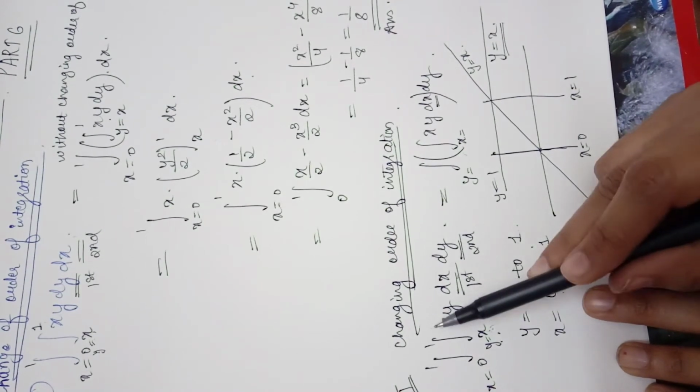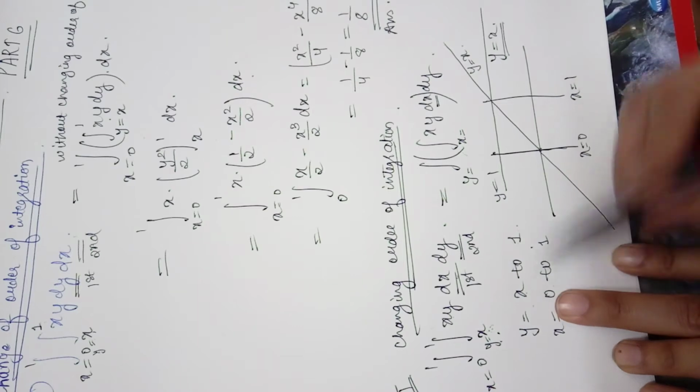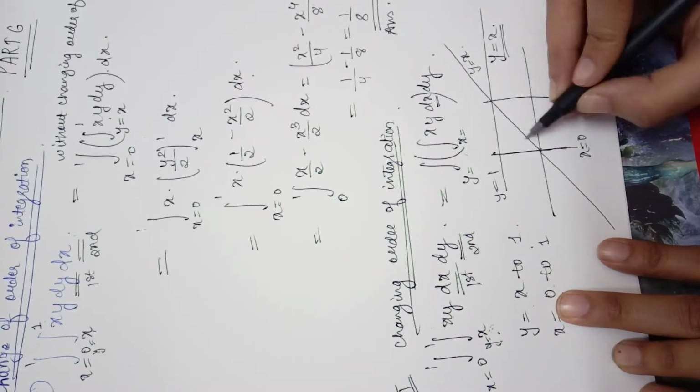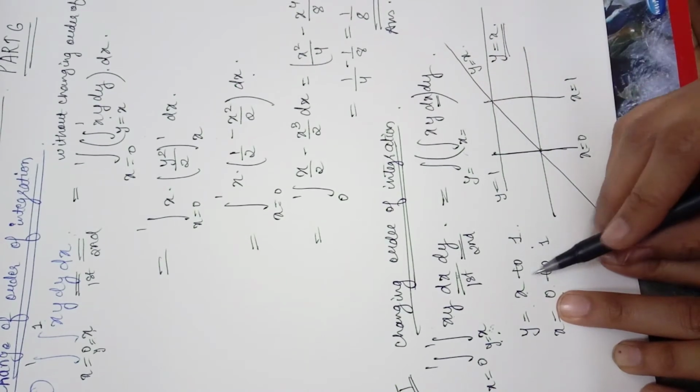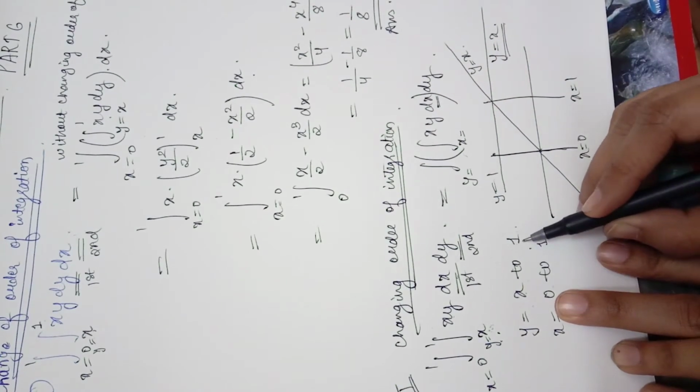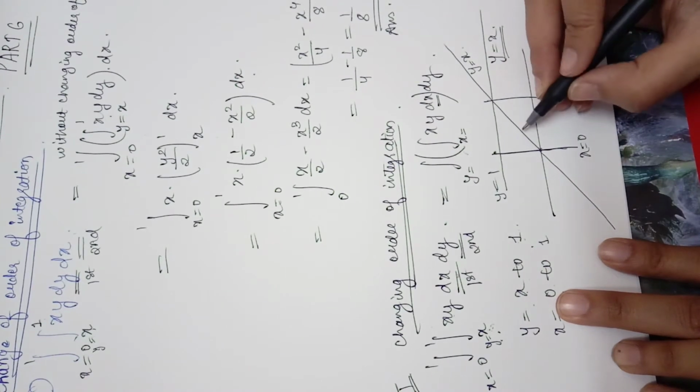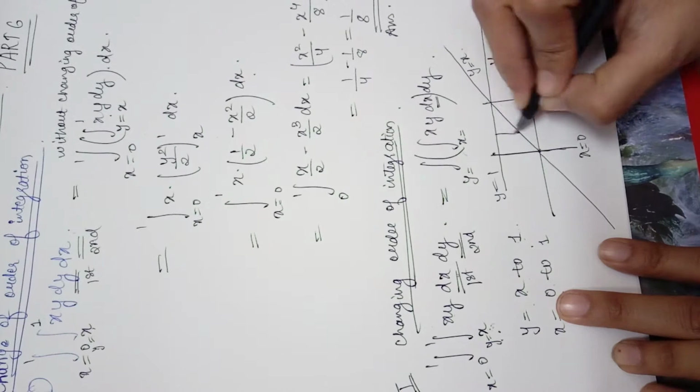Now y, how it is going? It is going from x to 1. Okay, so y is starting from x, that means y equal to x. So this is starting from x and reaching up to 1.